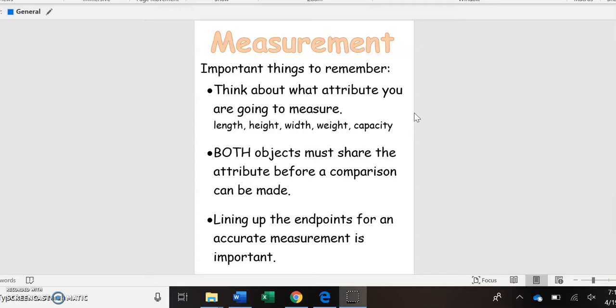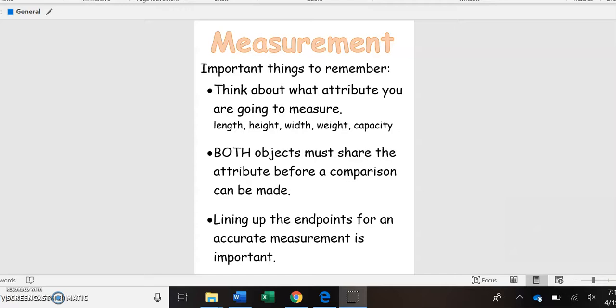The last thing, which is one of the most important things, is lining up the end points for an accurate measurement. What I mean by end point is the end of the object. So that's something that you're going to have to do to make sure that you're measuring it accurately.